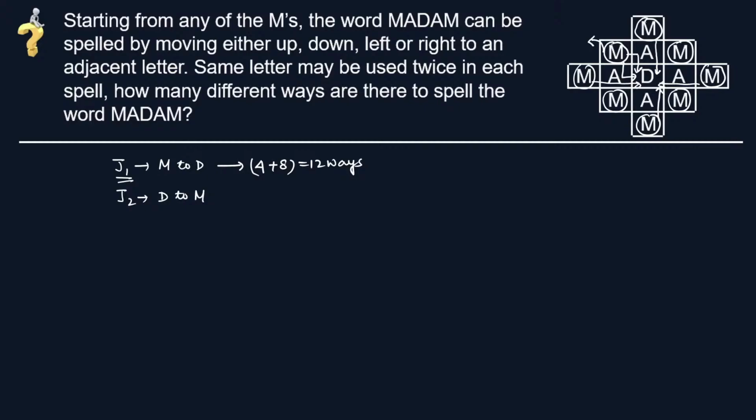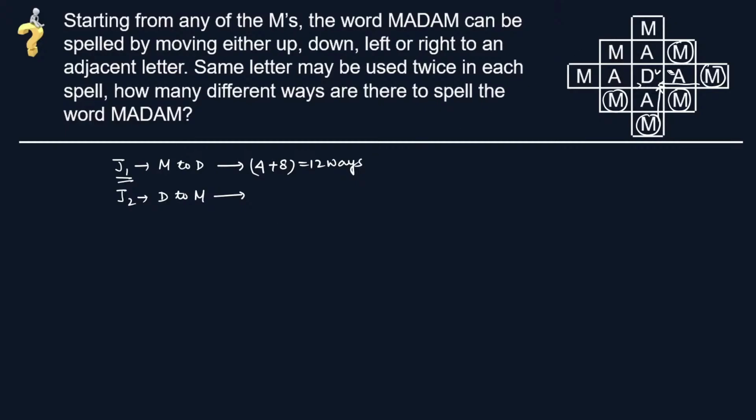Is it clear? Now the work is not over, because to make the work over, you have to again come back to M. Then only the word madam will be formed. Till now, only MAD has been formed. So now we will consider how many ways there are to accomplish job 2. That is, to reach M from D, how many ways are there?